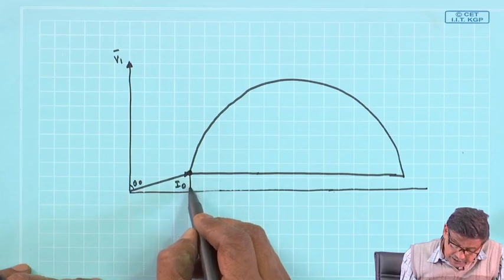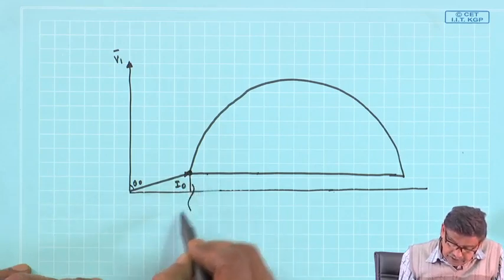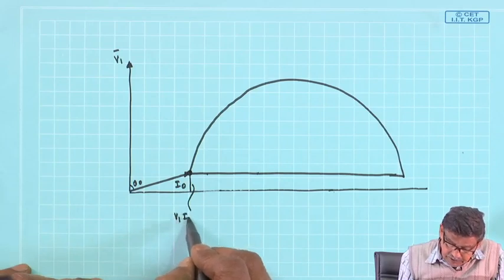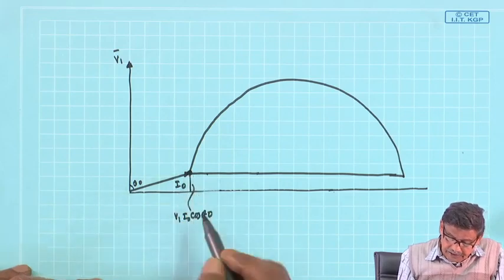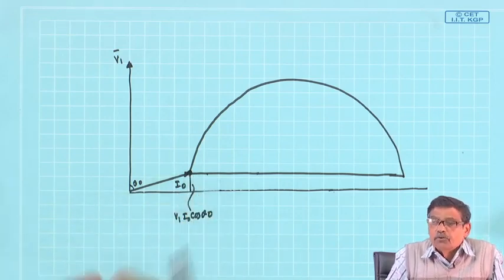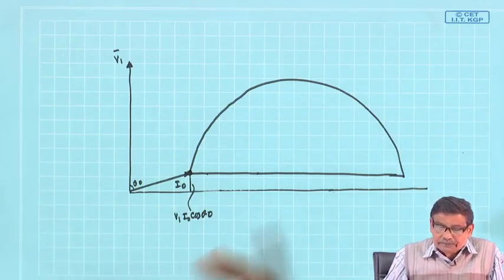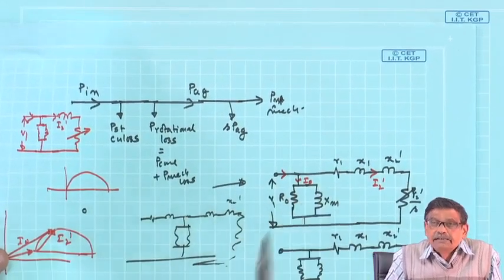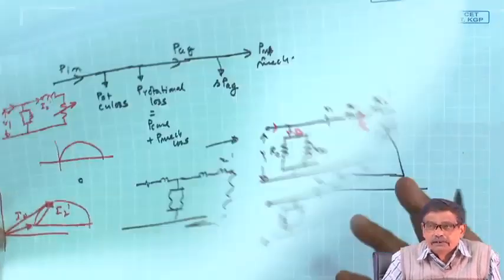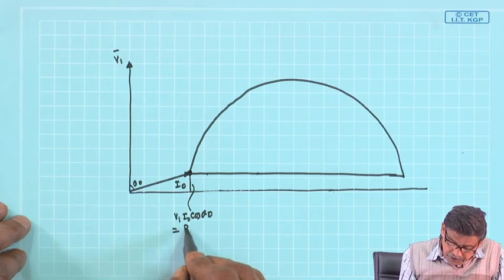So, this length, this separation, whatever is this length, this is V 1 I naught cos theta naught. It represents the no load power loss or rotational loss, because s is 0, that parallel branch on this side does not take any current, all the power will be consumed here. That is the rotational loss taken together. Okay. So, this is equal to P rotational loss.